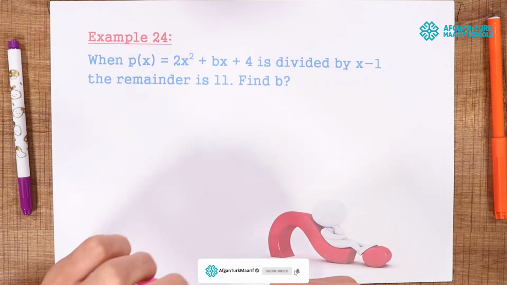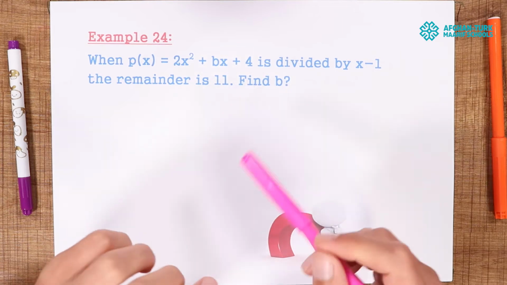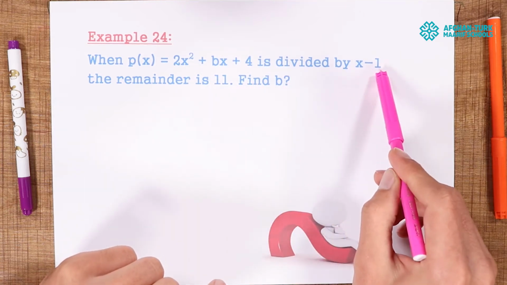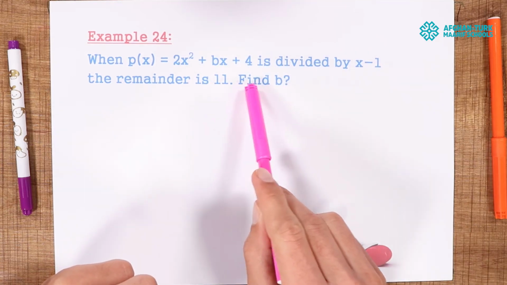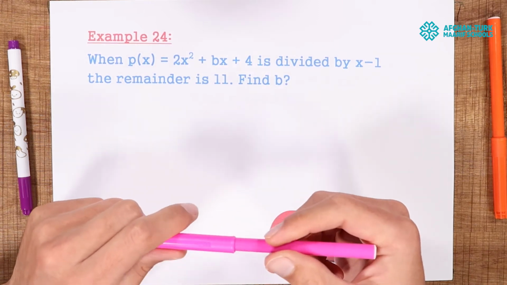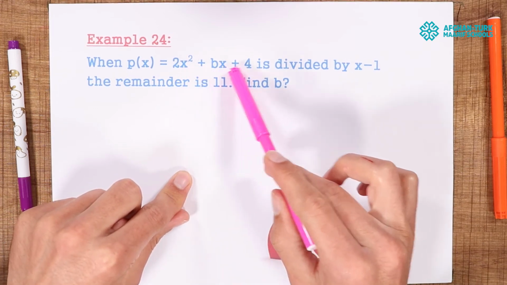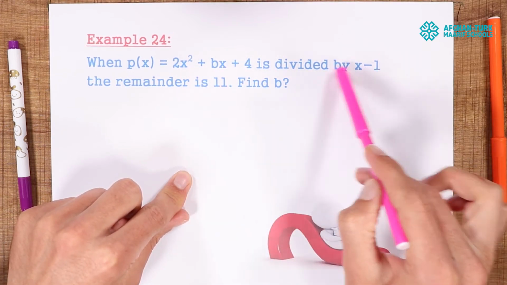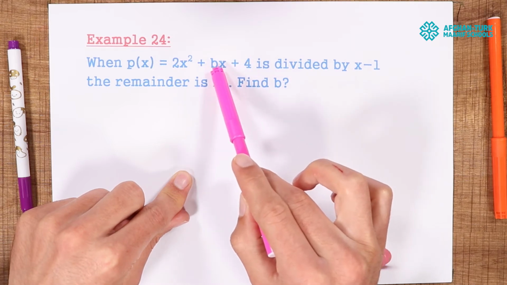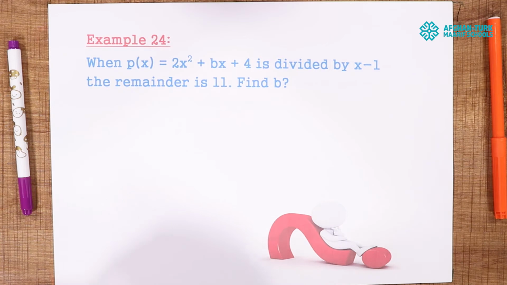In here we have an example, p of x equals 2x squared plus bx plus 4. And when we divide this by x minus 1, the remainder is 11. Find b. In here, the question is a little bit different. It says that the remainder is 11 when you divide the polynomial by x minus 1. But here, the coefficient of x, which is b, is unknown. So you must find the value of b.